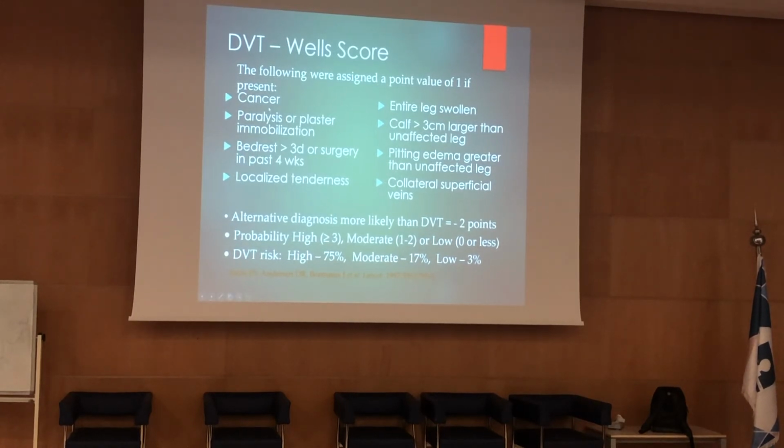And when you read it, you will find that these are risk factors. For example, cancer. We said in the beginning, cancer is a risk factor, isn't it? Paralyzed, that means immobilization. So it makes sense now. Bed rest, again immobilization. Localized tenderness, it is localized, so it is swelling. Difference between the right and left calf, so that means the calf got swelling, isn't it? And edema. Then you collect those points and put them in a numeric system so you can better deal with it.